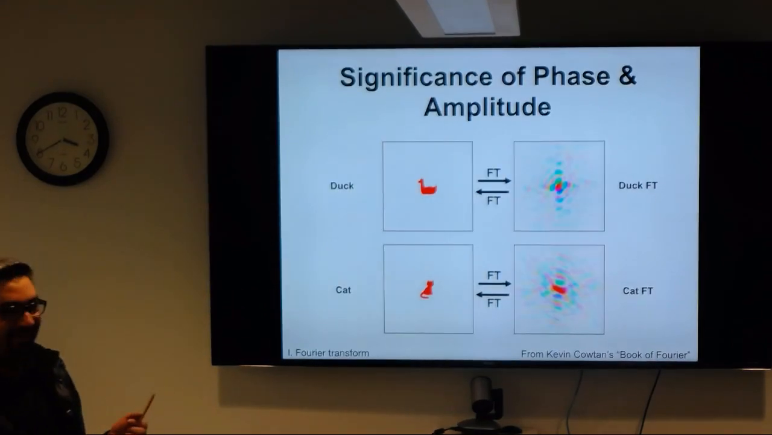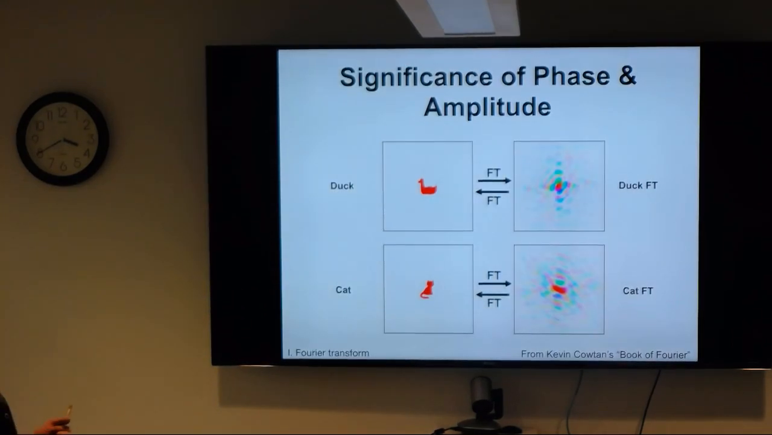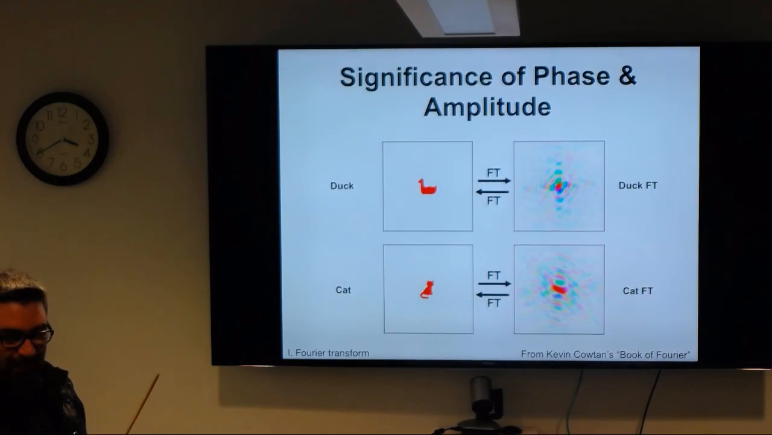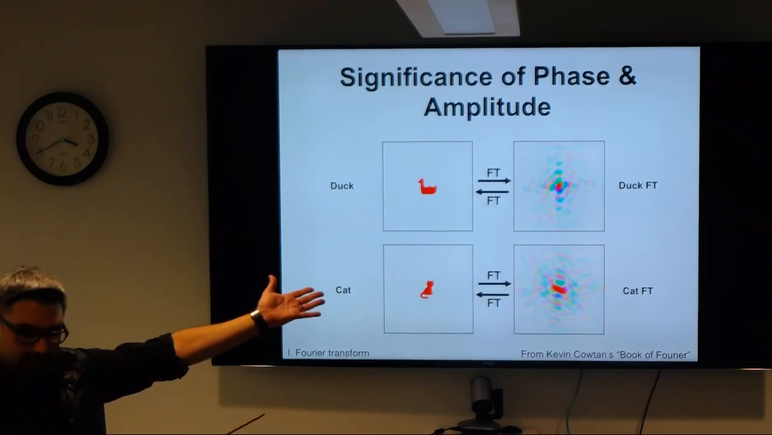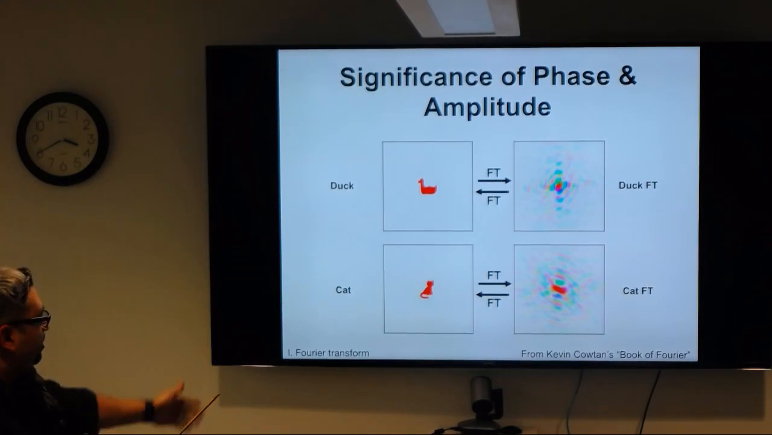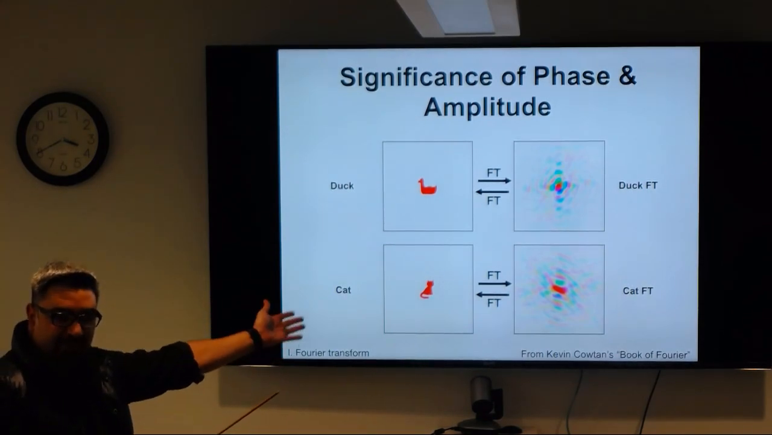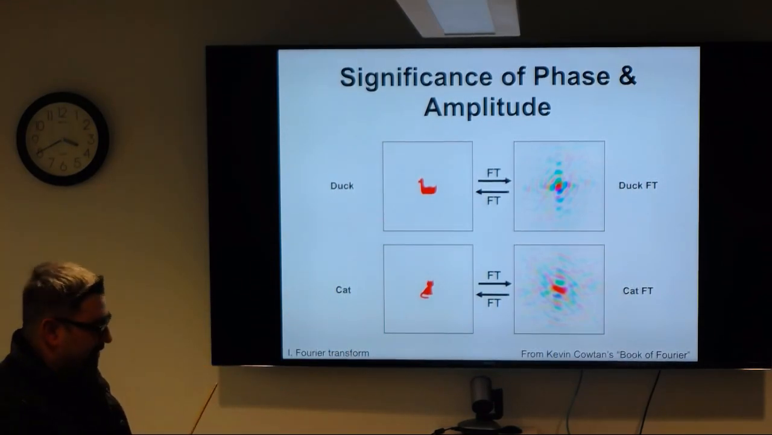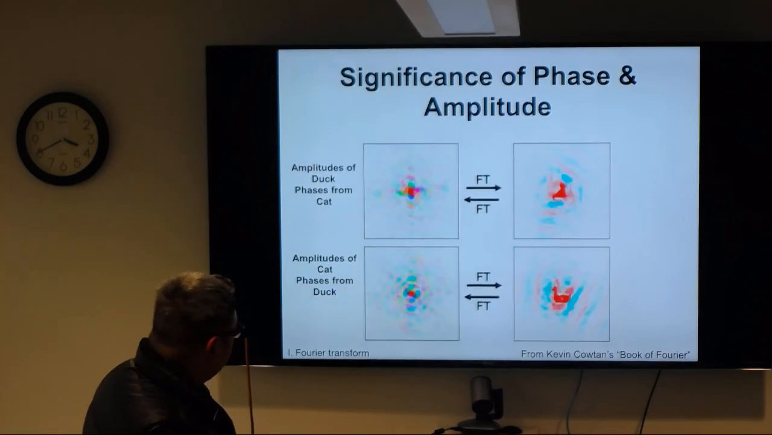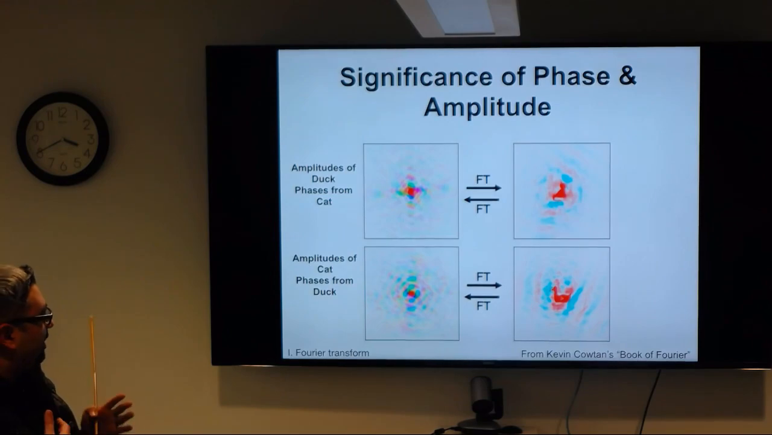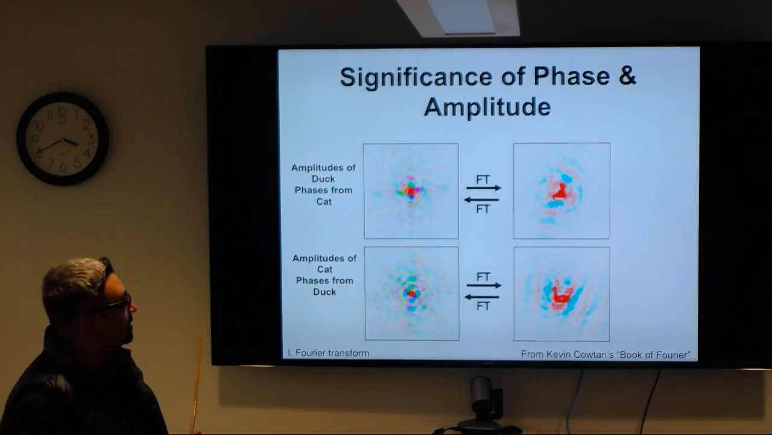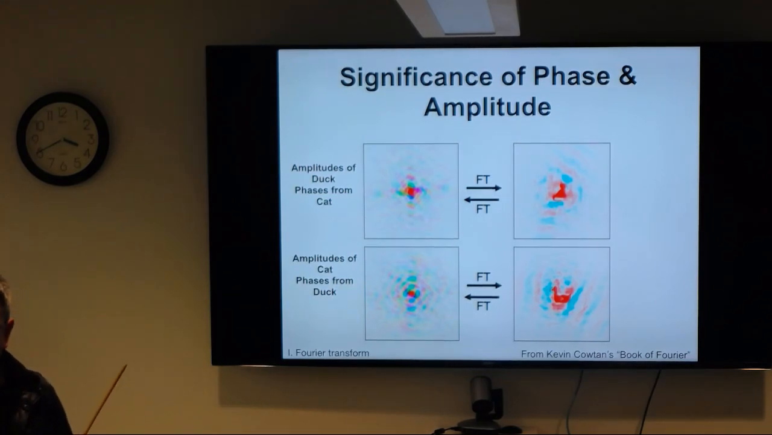Okay, so the famous ducks and cats of the Fourier transform world. If you have a duck and you get its Fourier transform, this is what you get. When you get a cat and you do the Fourier transform, this is the image that you get. Okay, so that's important to help us understand the significance of the phases and the amplitudes.